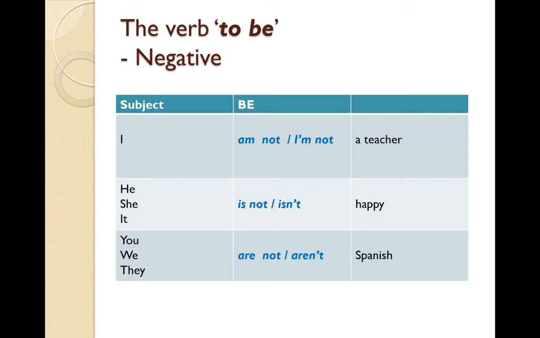Is not can be contracted to isn't. He isn't happy. She isn't happy. It isn't happy. And are not can be contracted to aren't. You aren't Spanish. We aren't Spanish. They aren't Spanish. And once again, the contracted form is much more natural in speaking.